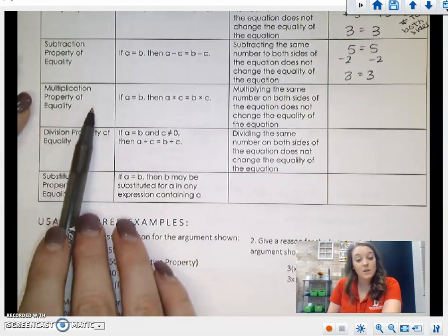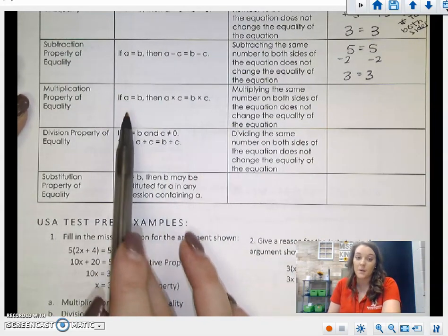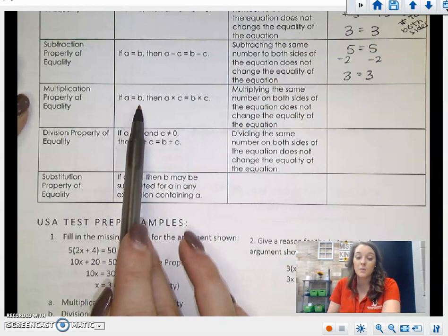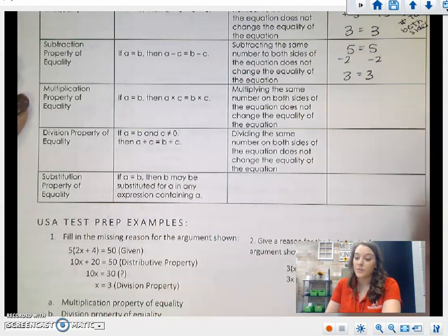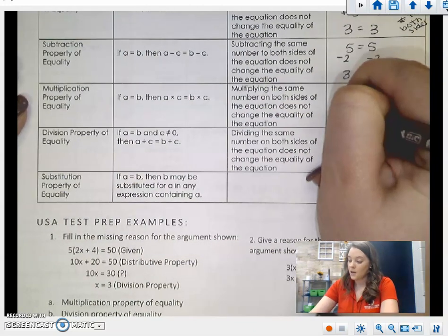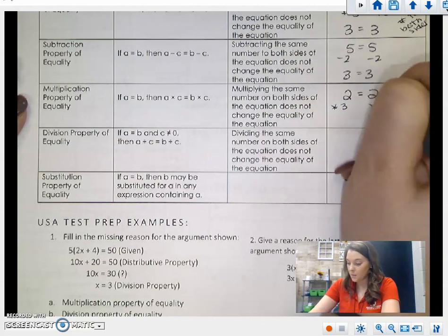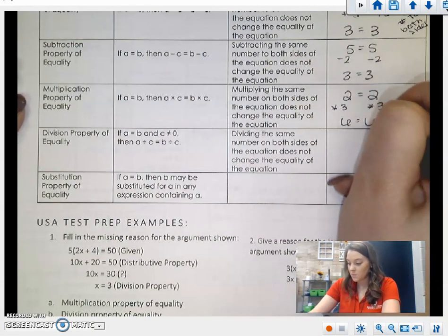Multiplication property of equality, same exact thing, but this time you're multiplying the same number by both sides. So you start out with A equals B, then A times C equals B times C. So if you started out with 2 equals 2, and you multiplied both sides by 3, 2 times 3 is 6, 2 times 3 is 6.